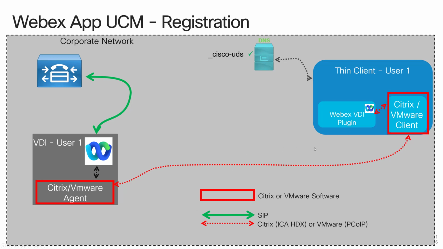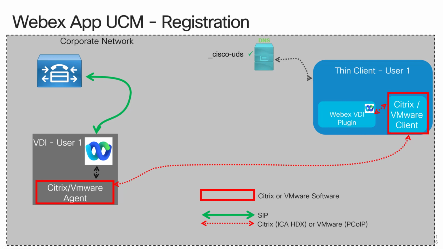If we look at the components here in the corporate network, we have our virtual desktop, and on the virtual desktop we have our Webex app deployed. We have our Unified Communications Manager in our corporate network. We have DNS, so this is corporate DNS, and on the DNS we have our SRV records for UCM discovery deployed. And we also have our thin client. What's important in this scenario is the thin client is on the corporate network. So the thin client will have a direct path to Unified Communications Manager, to the on-premise DNS, etc. And on our thin client, we have the Webex VDI plugin deployed.